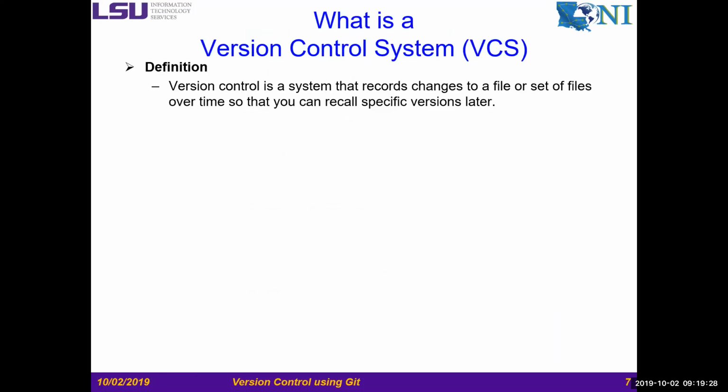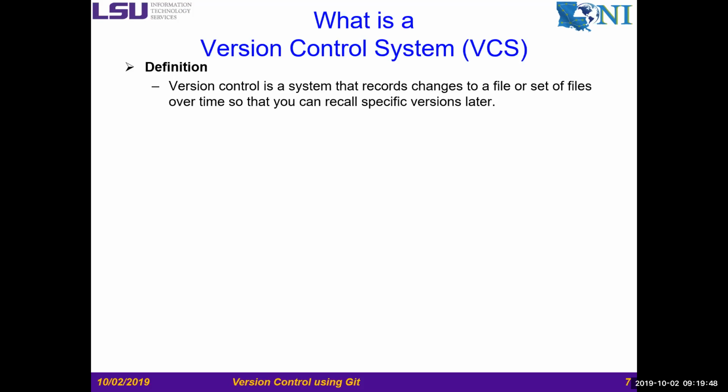Okay, so let's talk about, still we are in the background part. What is a version control system? The definition here is a specific definition: version control is a system that records changes of a file or set of files over time so that you can recall specific versions later.